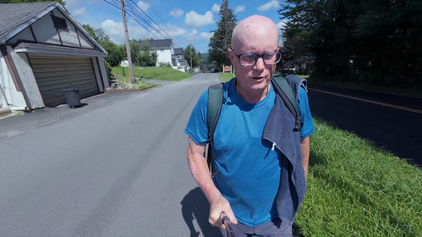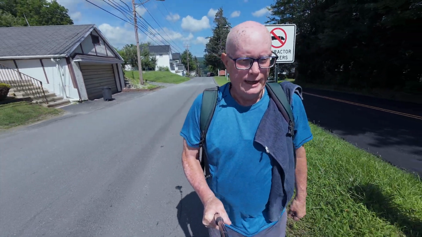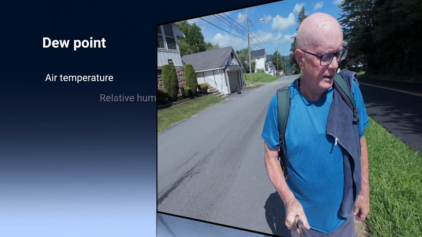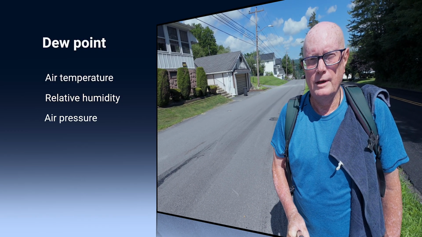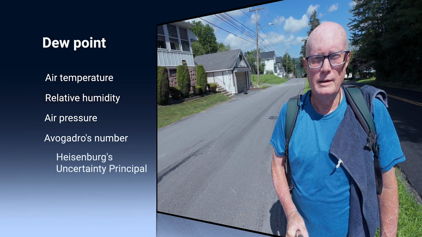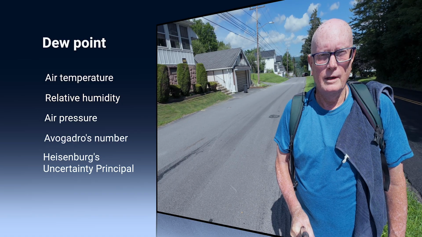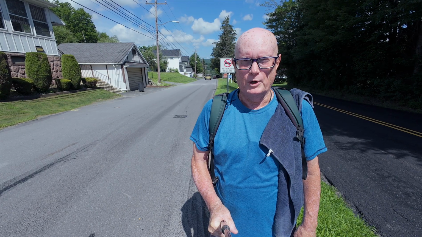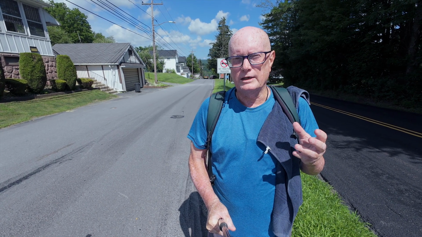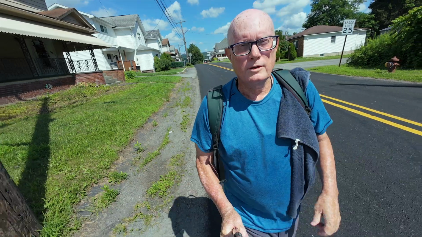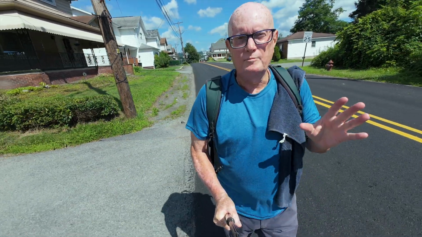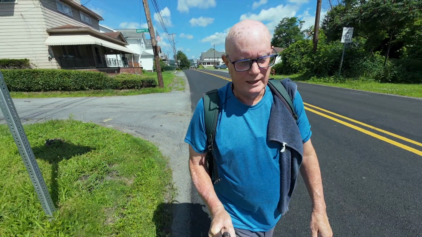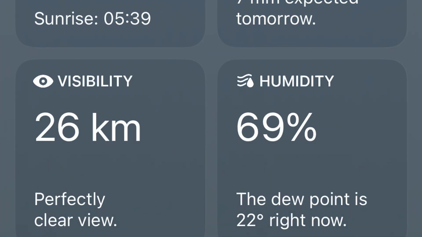Dew point is the result of a calculation, and it's expressed as degrees of temperature. The factors that go into dew point are air temperature, relative humidity, air pressure, Avogadro's number, and then for good measure we throw in Heisenberg's uncertainty principle, and the resulting product is the dew point. So when you do the calculation, and believe me, you don't have to do the calculation. My phone tells me what my dew point is where I am, and I never have to do the calculation.